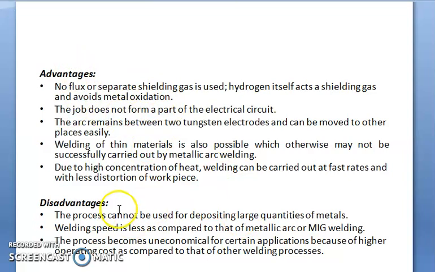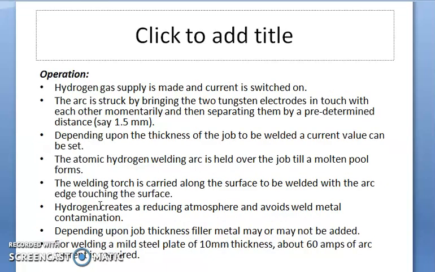If you see the disadvantages, the process cannot be used for depositing large quantities of metal. The cost of welding by this process is slightly higher than with other welding processes. Welding is limited to flat positions only. Some are the disadvantages of this welding process. If you come to the applications, atomic hydrogen welding is used in those applications where rapid welding is necessary, as for stainless steels and other special alloys. Hope all of you understood this type.